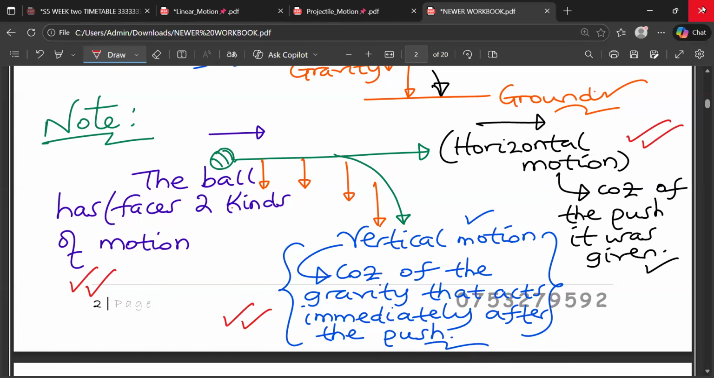What causes the horizontal one? The push you give it. What causes the vertical motion? The gravity that starts acting immediately after the push, and it's finally successful by taking our body up to the what? Up to the ground, as we have explained.